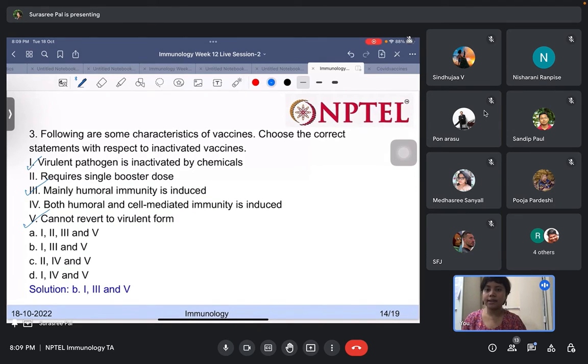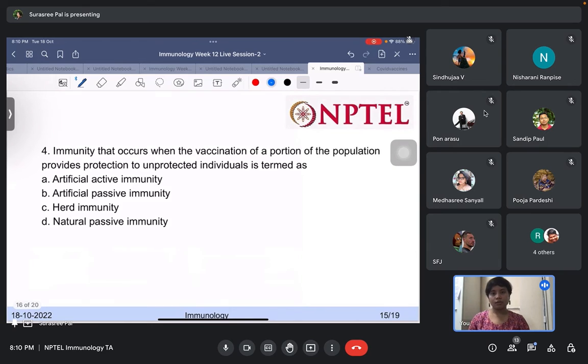And this is not right, that it requires a single booster dose. This is not correct because they require multiple boosters. And also it only stimulates mainly humoral immunity, so both cell mediated and humoral immunity cannot be induced. That is also wrong. Okay, moving on to the fourth question.